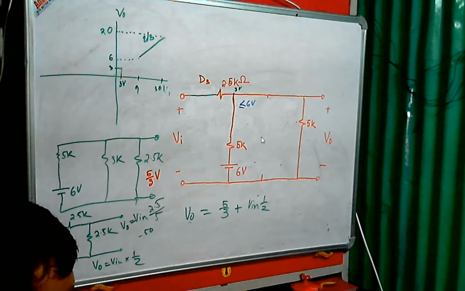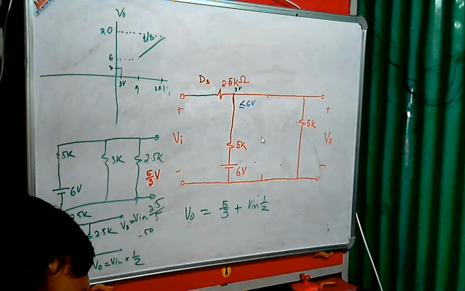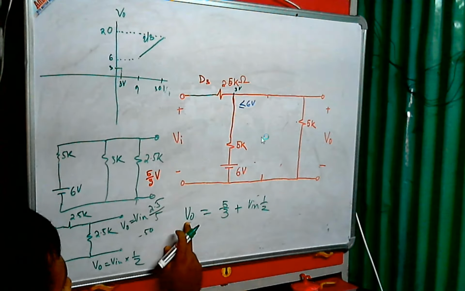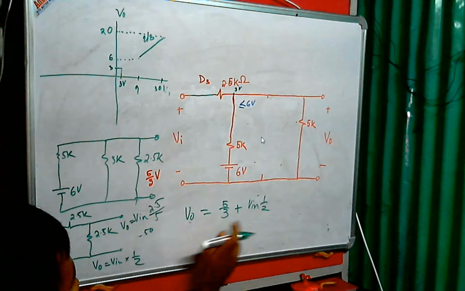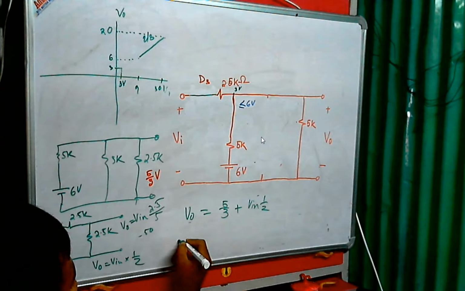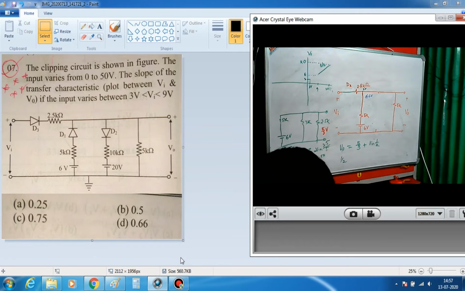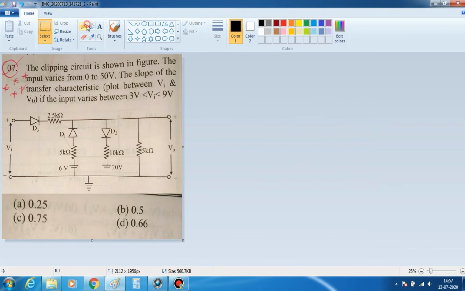Now you can see that the output is on the Y axis, Vout, so Y equals mx plus c. So the slope will be simply half. So you can see the options. Option B is correct. Okay, option B is correct, this one. Thank you.